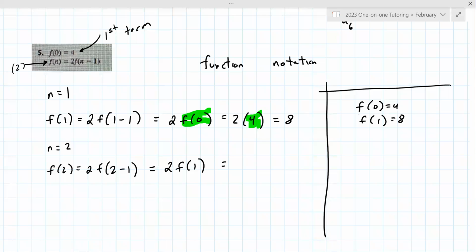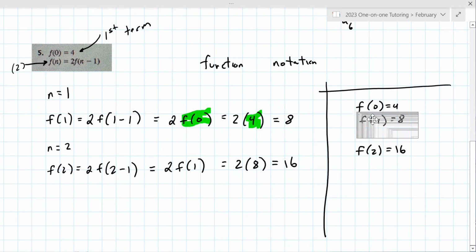Right, and that means it's 2 times the previous one, which is 8. 2 times 8 is 16. So f of 2 is 16. This is where you have to be careful, because if you thought it was just double or plus 4, you would see that doesn't work. You might start to notice a pattern here, times 2, times 2. We'll see if that continues, but that's what you're looking for until you know otherwise.